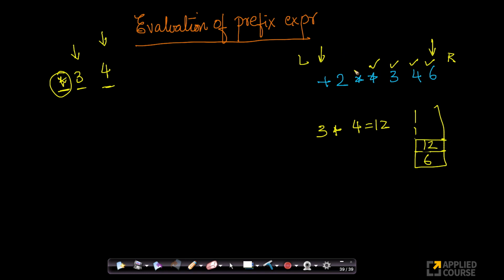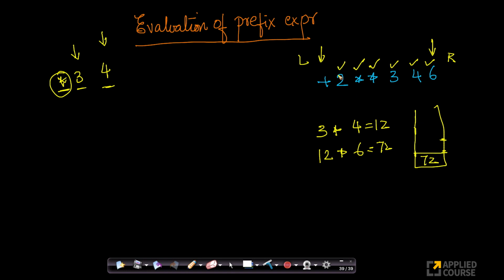Next I get star again. When I get star, I pop these 2 items, 12 and 6, and I apply the star operator. I get 72. Since I've already popped these 2, they should not be on the stack. The 72 should now be pushed onto the stack. The stack only contains 72.